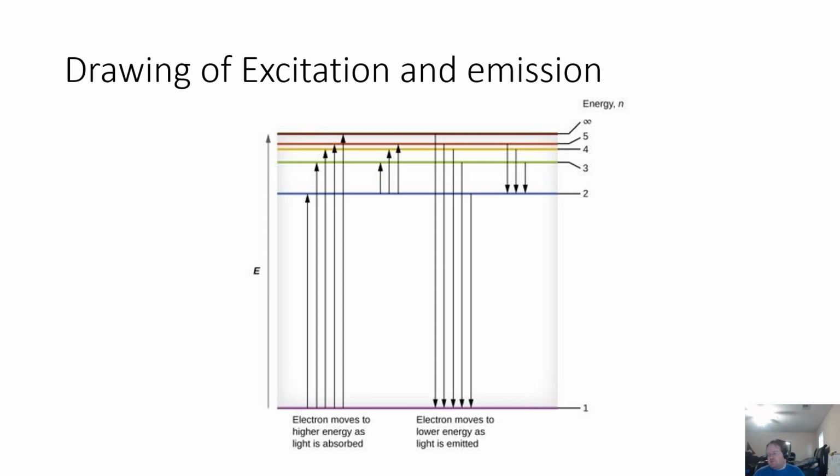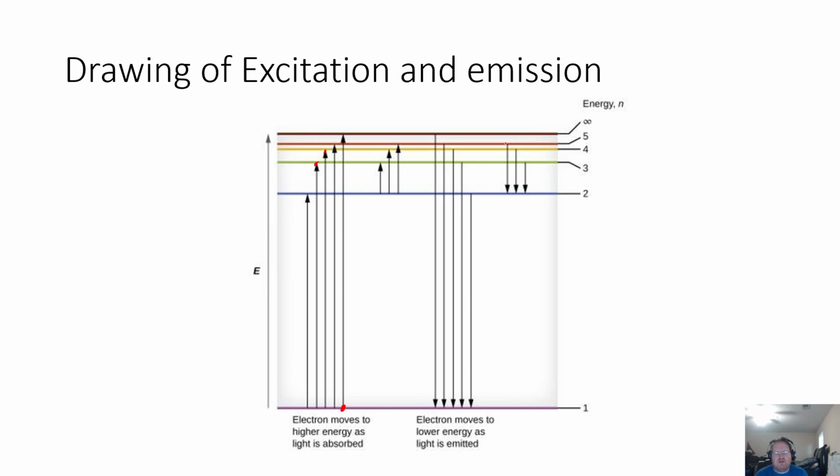So the drawing from your text, the idea is the electron starts down here at this lowest energy level and then jumps up to some other energy level. These different arrows go to different points and represent different wavelengths of light that it would need to absorb to get to that energy level. Then once it's in one of these, it's going to jump back down.